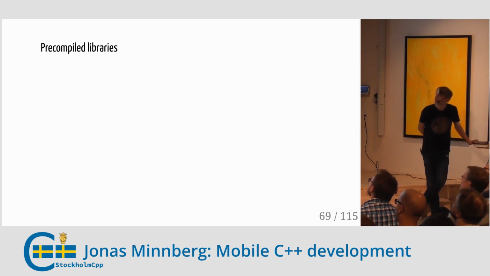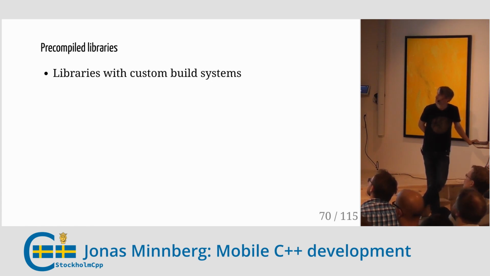Precompiled libraries are something you should avoid, but sometimes it's hard. So we have a few dependencies on things with custom build systems. We only have precompiled libraries for the mobile builds, and then it's kind of okay-ish because you know your target. You know that if you have a library, it will continue to work most of the time.